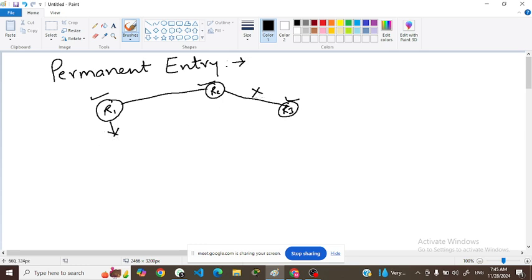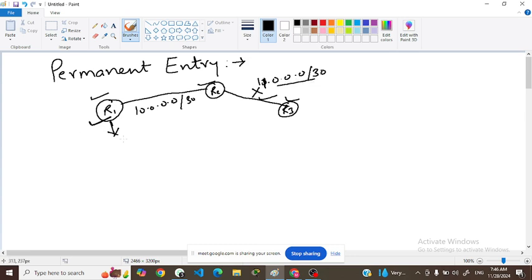So if this link goes down, what will router 1 do? It will automatically remove this entry from its routing table. Okay? Are you getting my point? When the link goes down, it will remove the path. Once this link goes down, R1 will remove the entry from its routing table about the 11th network.